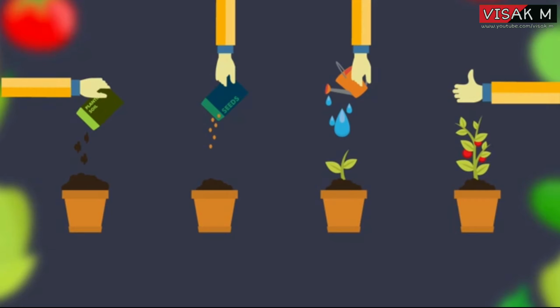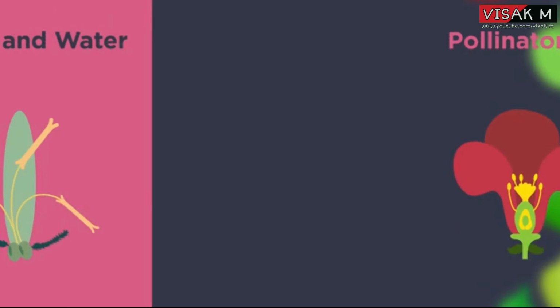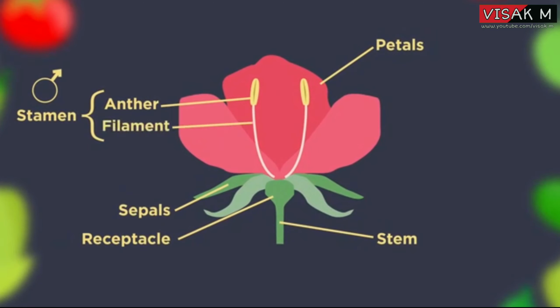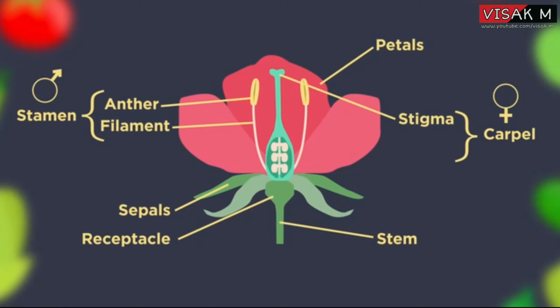So there we have sexual reproduction in plants. Pollination has to happen before fertilization. The male pollen is produced in the anther, where it is then dispersed during pollination. The female parts of the flower are the stigma, style, and the ovary.